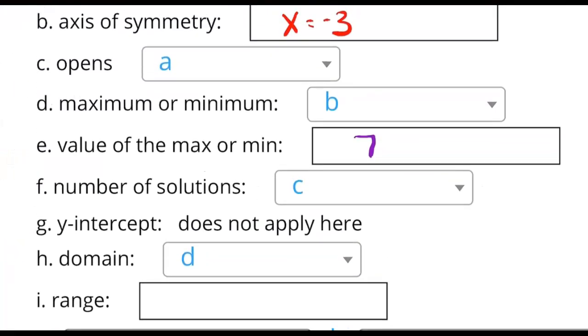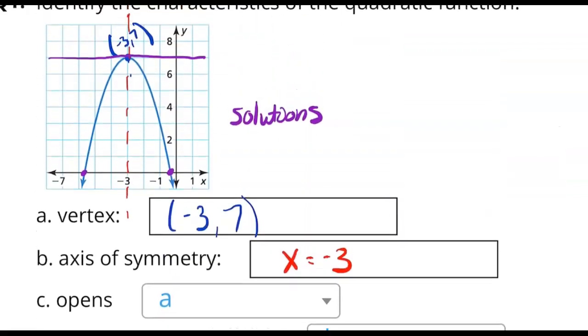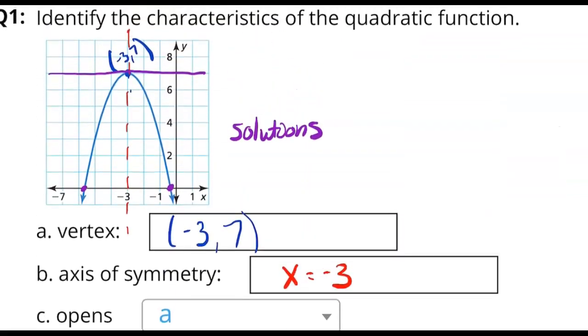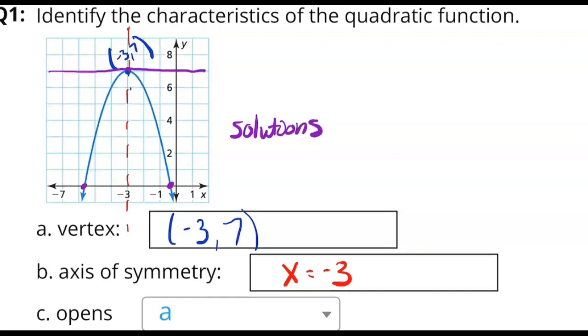We need to know the y-intercept, and it says it does not apply here. And I'm like, why not? Well, look at your graph. This particular graph doesn't show us exactly where it crosses, so in this particular problem, we're not going to have a y-intercept. This is the only problem like that in this assignment. Every other problem will cross the y, and you'll be able to put that in.